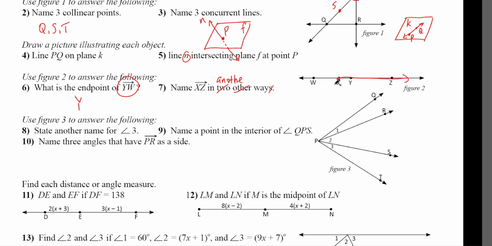So what's another way I could name that line? It's not a line. What is it? It's a ray XZ. How else could I name it? And that's the only way. That's it. XY, and you put a little ray symbol. See it? It's got to start at X, and if it goes through Z, it's also going through what? It's also going through Y. Could I call it ray XW? It's not the same ray, is it? Starts at the same place, but it goes in a completely different direction. That's my only answer right there.